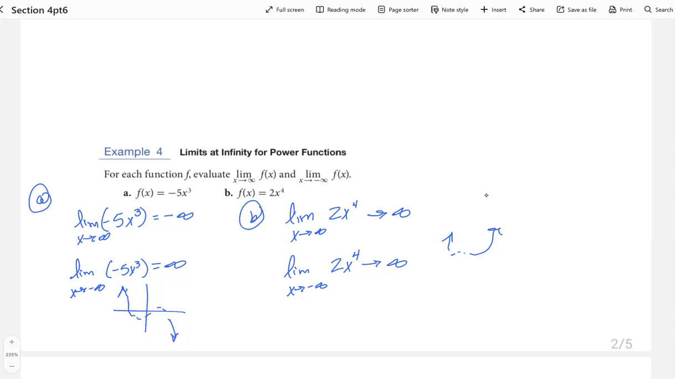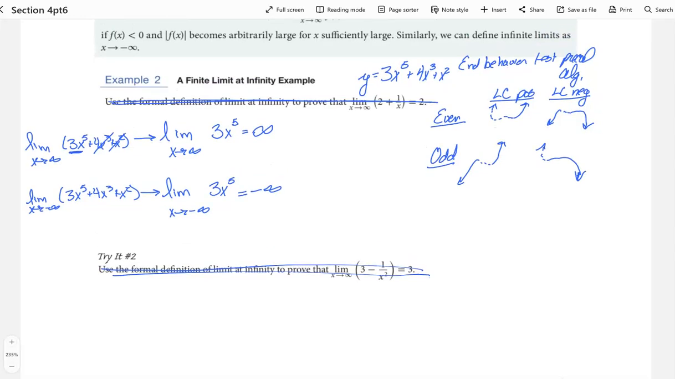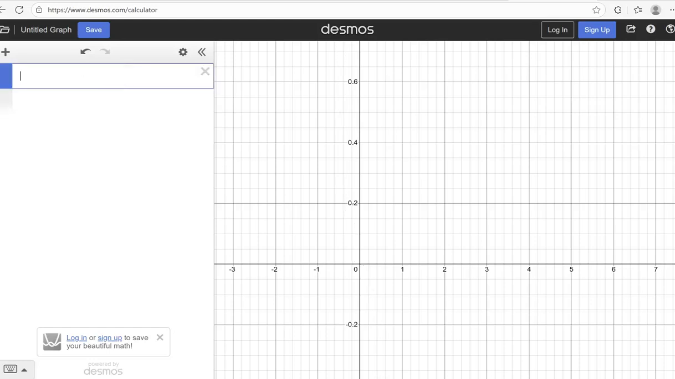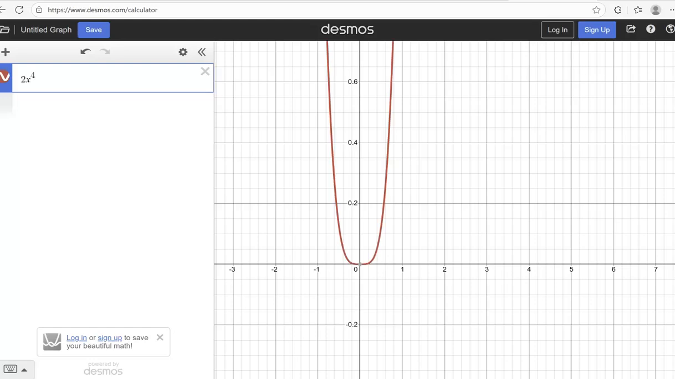There could be some twists and turns like we know from pre-cal in the middle. I'm not worried about what happens in the middle. I want end behavior only. Going back to the end behavior test, an even leading term with a positive coefficient means both sides are going to be heading up, and you can confirm that by graphing it. This was 2x to the fourth. Both sides are going up.